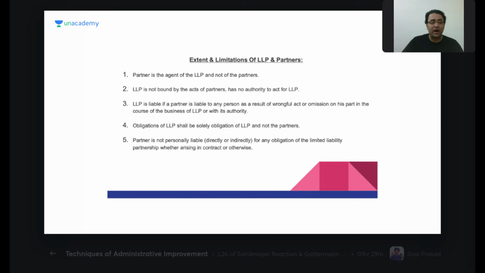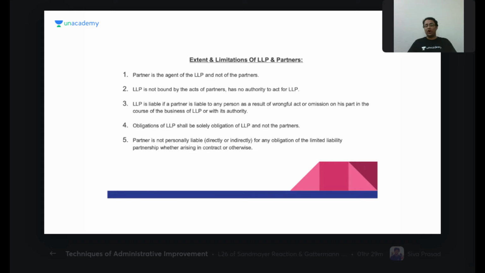Okay, extent and limitations of LLP and partners. A partner is an agent of an LLP and not of the other partners. Please remember, a limited liability partnership is a separate legal distinct identity. So each partner is an agent of the LLP firm and not of the other partners. So the action of a partner binds the firm and does not bind the other partners. An LLP is not bound by the act of a partner who has no authority to act for the LLP, like I told you just now. The LLP is liable if a partner is liable to any person as a result of a wrongful act or omission on his part in the course of business of the LLP or with authority.